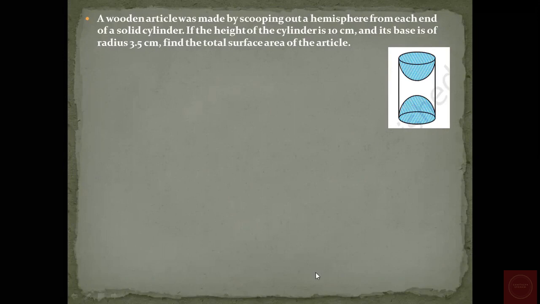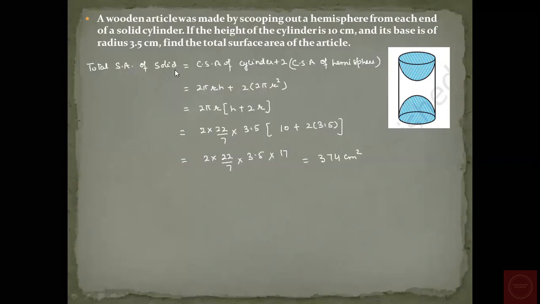So let us start. Here you can see the total surface area of the solid, as we have discussed, is the curved surface area of the cylinder plus 2 into curved surface area of hemisphere, and we know the formulas very well: 2 pi r h plus 2 into 2 pi r square. So we take 2 pi r as common, so we have h plus 2r. The height of this solid cylinder is given as 10 centimeter, and radius is given as 3.5 centimeters. So we just substitute these values and we get 374 centimeter square.